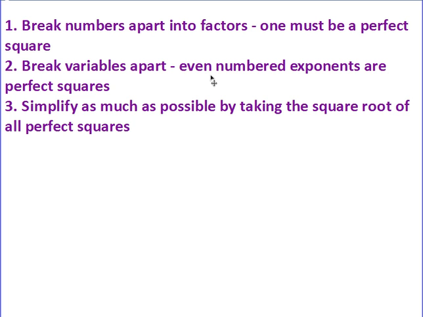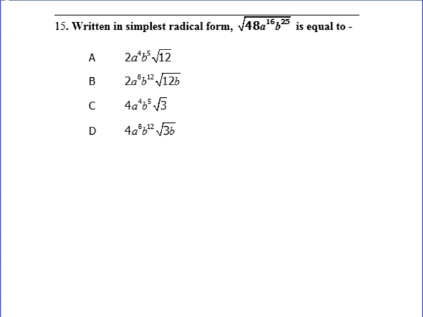When you have variables, even numbered exponents are perfect squares. So if you don't have an even number exponent, then you're going to have to break that apart. If you do have an even number exponent, you take the square root by dividing the exponent in half, and then you're going to simplify as much as possible, take the square root of all perfect squares, and leave everything else underneath the radical. So here is our first example.